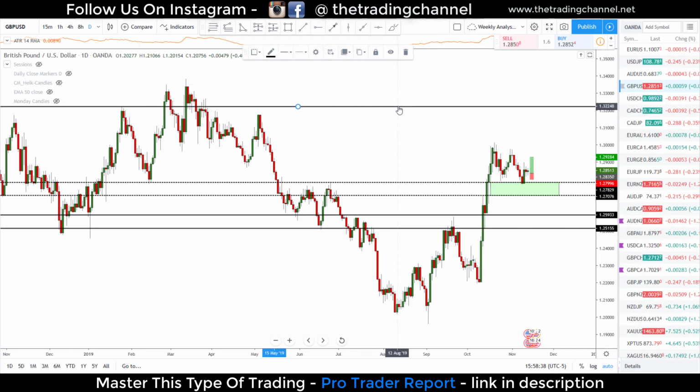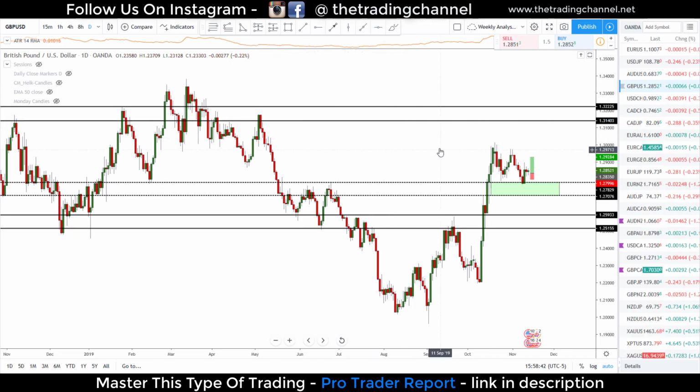So in terms of short trading opportunities, this is going to be the zone I look at for the pound dollar if we get there here towards the end of 2019. In this area is where I'll look for counter trend drops out of the pound dollar, depending on what price action does.